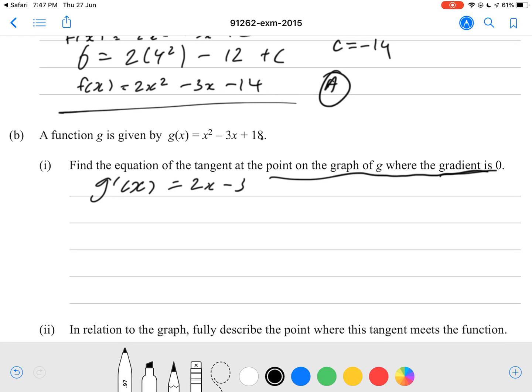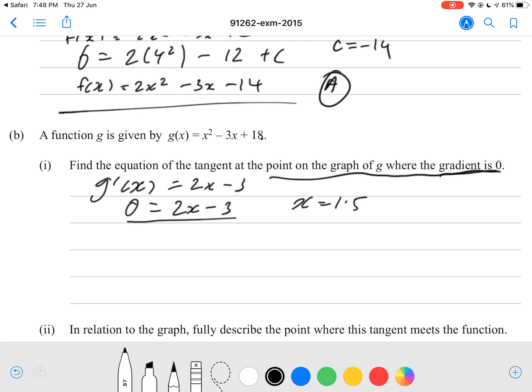So the graph of g where the gradient is 0. What x value is the gradient equal to 0? Okay, so we can substitute our gradient equals 0. So 0 equals 2x minus 3. As you can see, x here equals 1.5.